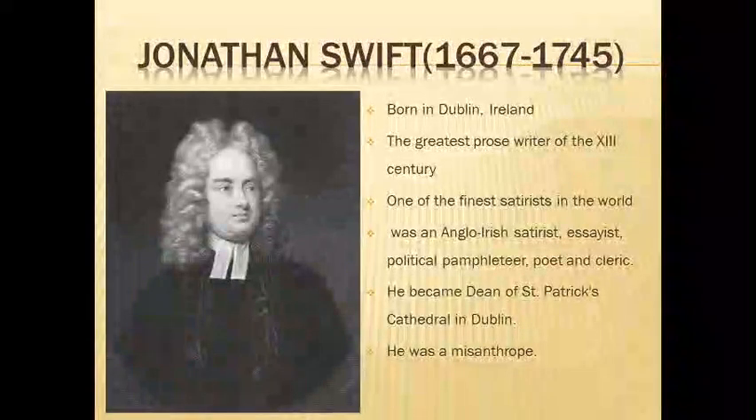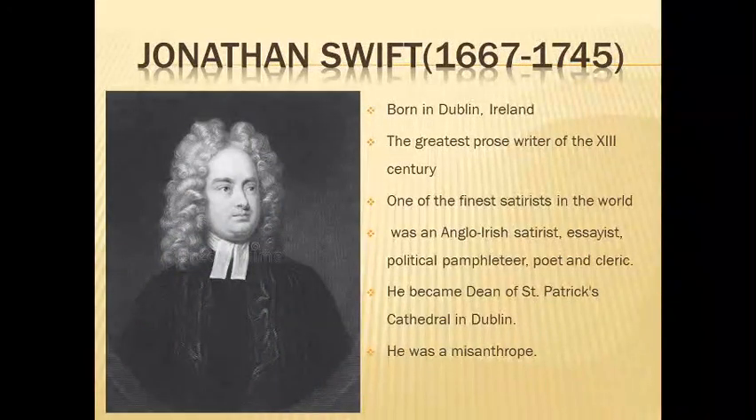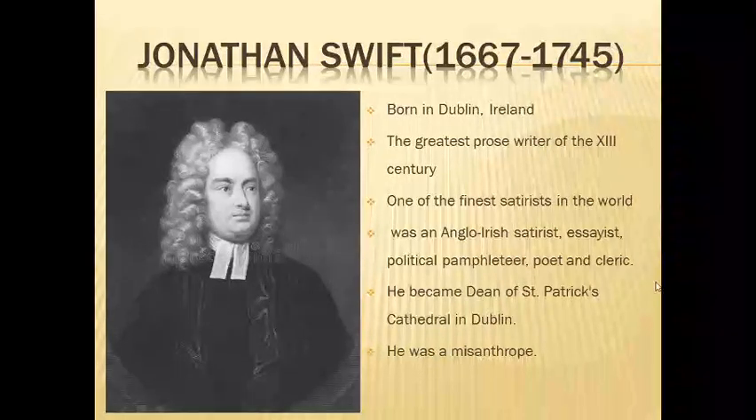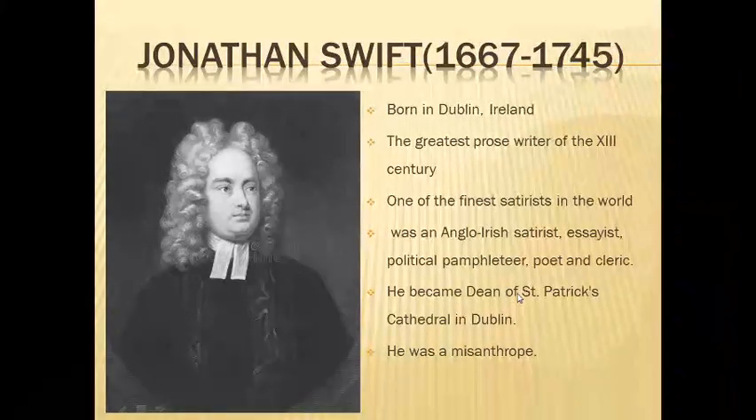So, who was Jonathan Swift? So here we have some general information about his life. Born in Dublin, in Ireland, he was the greatest prose writer of the 18th century. Oh, sorry for this mistake, I will correct it. One of the finest artists in the world, he was an Anglo-Irish satirist, essayist, political pamphleteer, poet and cleric. He became Dean of St. Patrick's Cathedral in Dublin, and he was a misanthrope.